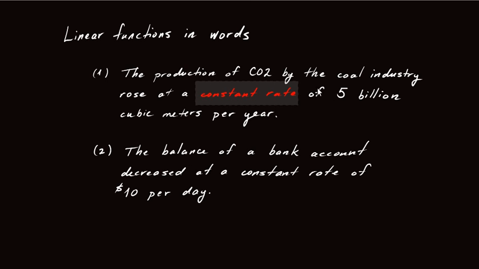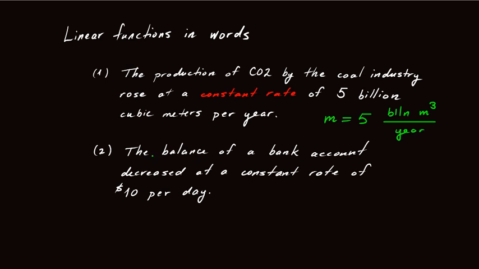So in this case, the slope of this function, the rate of change, the average rate of change, is 5. But in a word problem, you have more than just numbers. You actually have units. And here, the units are billion cubic meters divided by a year. That's the units, 5 billion cubic meters per year.